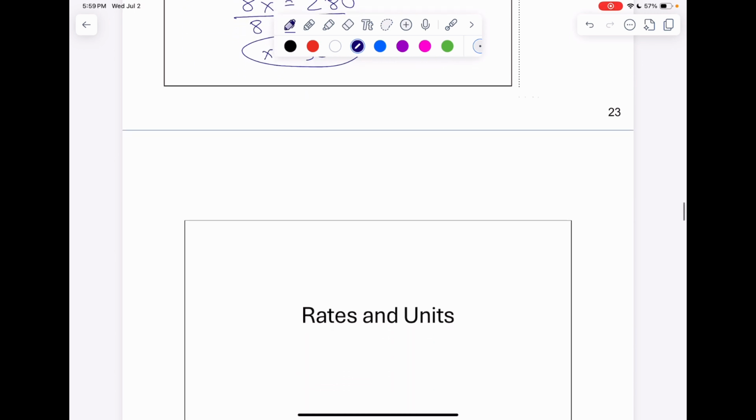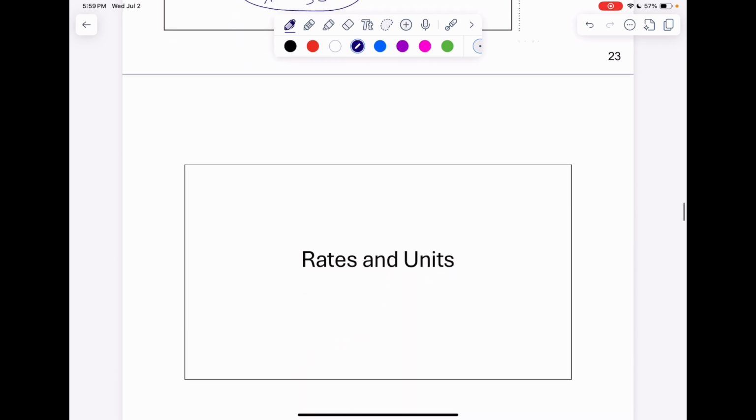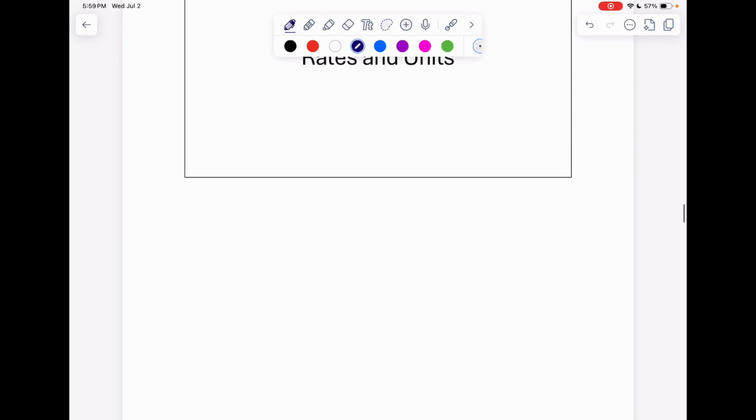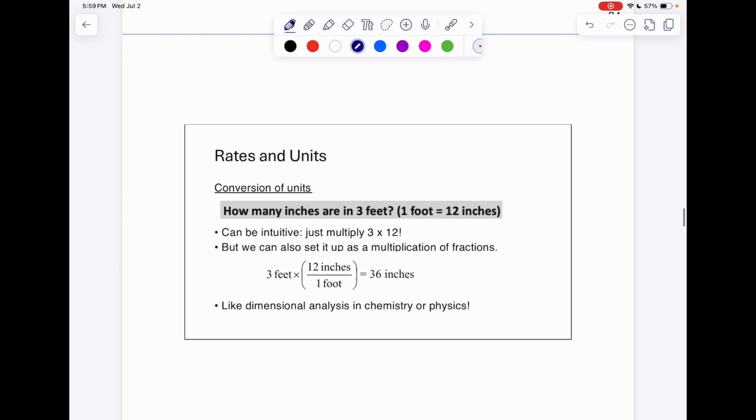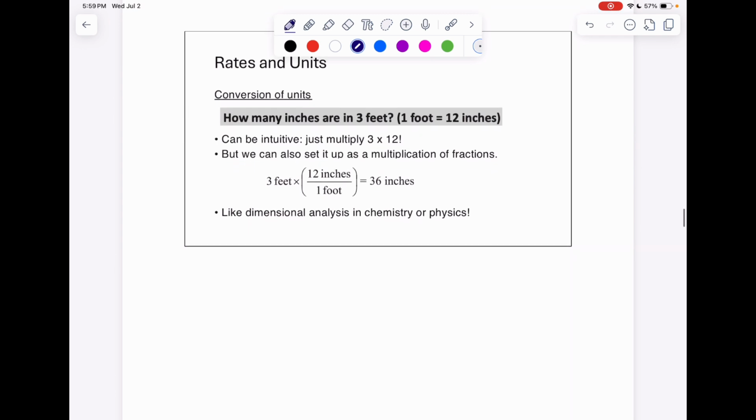All right, let's move on to our next topic, rates and units. We can use rates and units to do unit conversions, basically to convert from one form to another form without changing the values. This can be very intuitive.